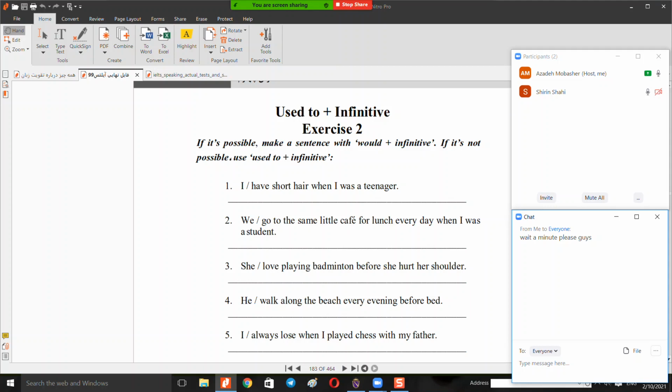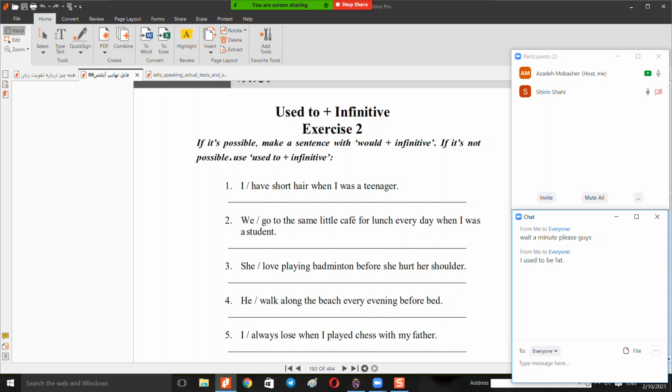For example, I used to be fat. It's a state, okay? There's no action in it. Let me type this. I used to be fat. Or I used to enjoy storybooks. Now I don't.